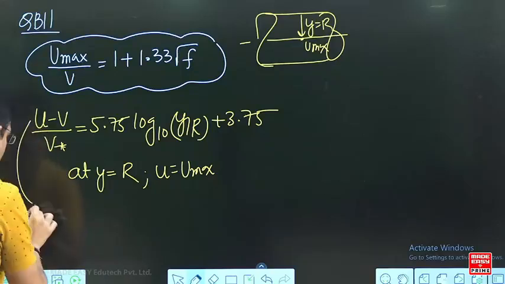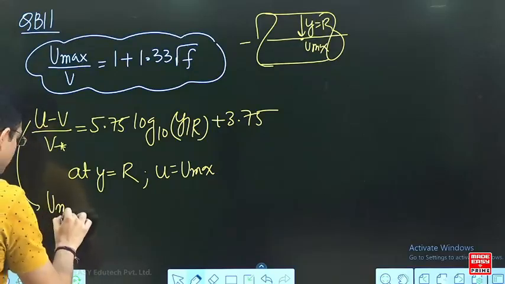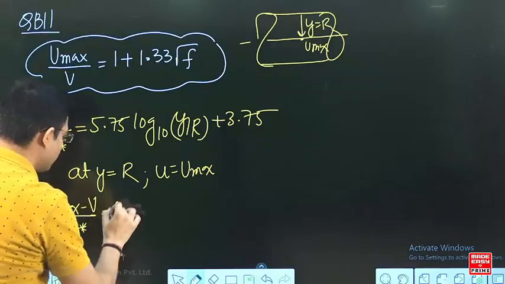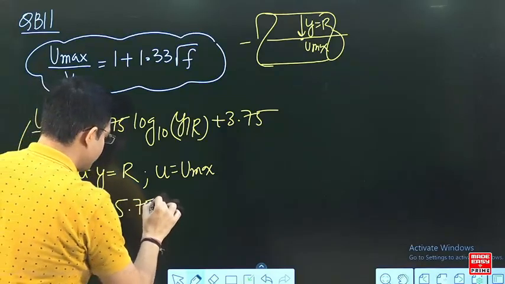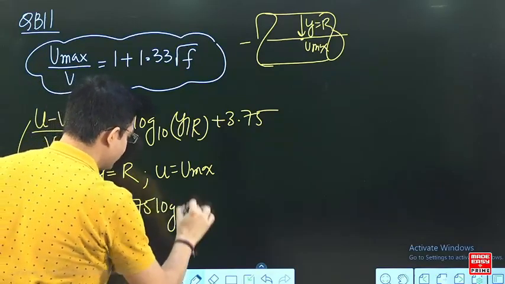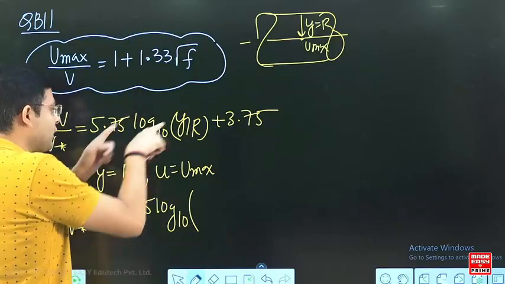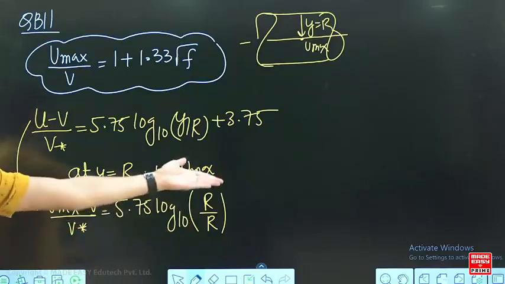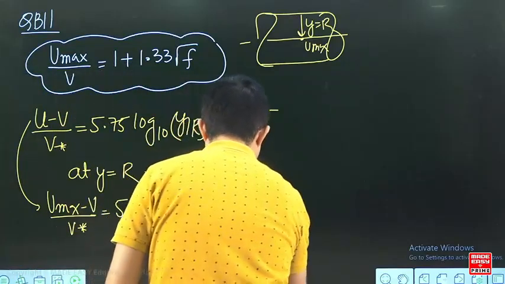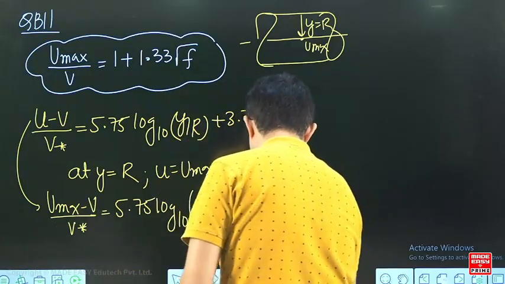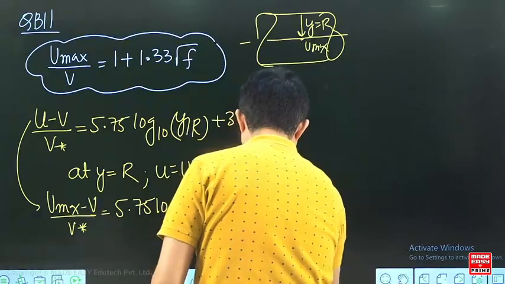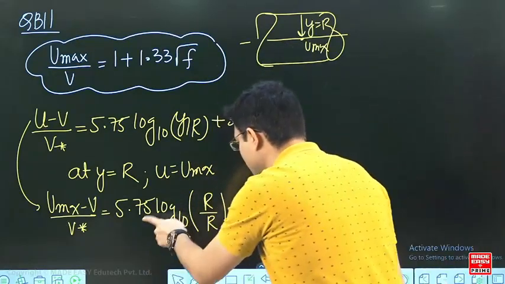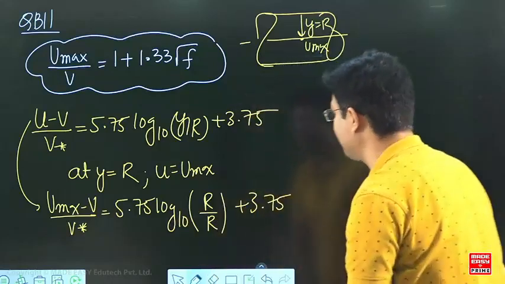So therefore, let us put it here. In place of u, I will put Umax. (Umax minus V)/V star is equal to 5.75 log base 10 (y/r), and in place of y, you are going to put r. So r by r is 1, plus 3.75. Log base 10 of 1.